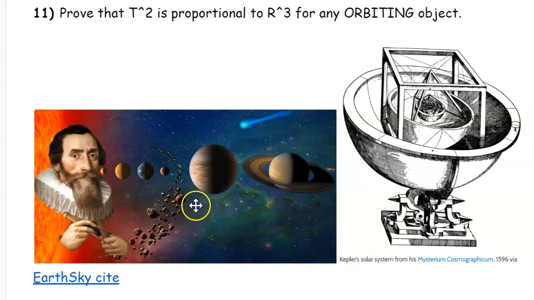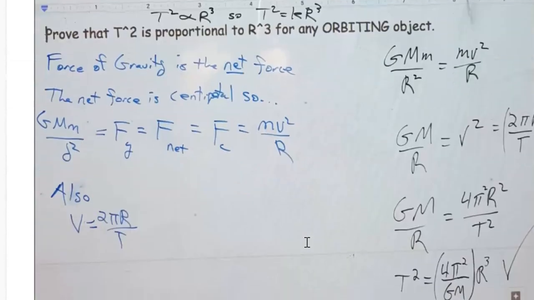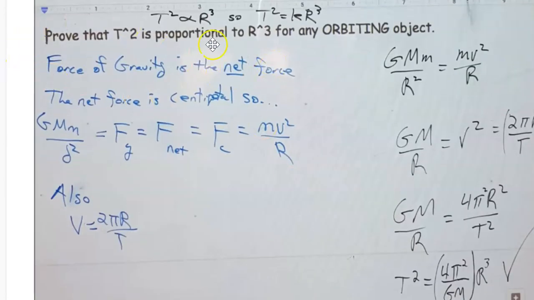We're going to start with the idea that an object that's orbiting the sun is orbiting it with a centripetal force acting on it. And that force is the force of gravity. It's the net force on the planet. So over here, we're going to say that the force of gravity is the net force on the planet from the sun. The net force is centripetal because it's making the planet go around the sun at a constant speed, constantly changing direction. So we know it's accelerating towards the center.